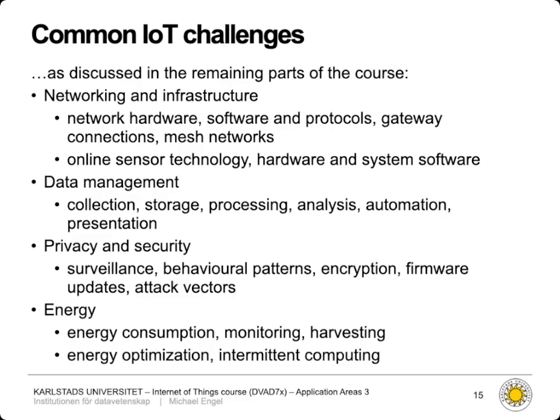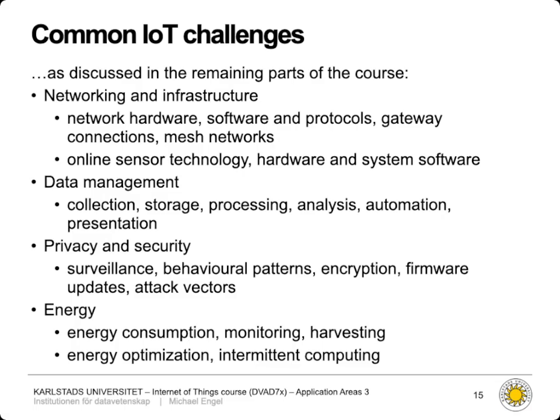The part after this is concerned with all the data that's gathered, produced, and consumed somewhere, so data management in IoT. So this is concerned with the collection of data, with its storage, how this is processed, analyzed, automated, and also presented. And then we talk about two areas which are so-called non-functional properties of systems.